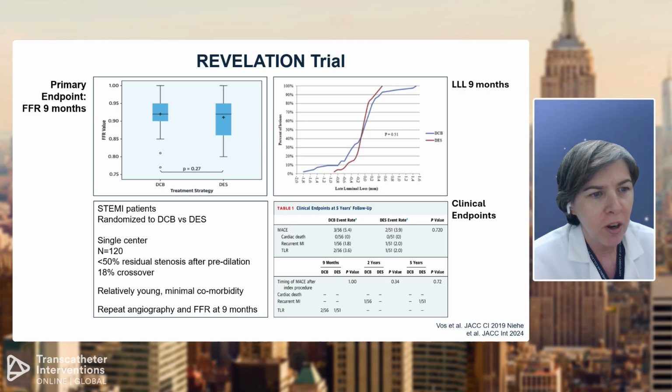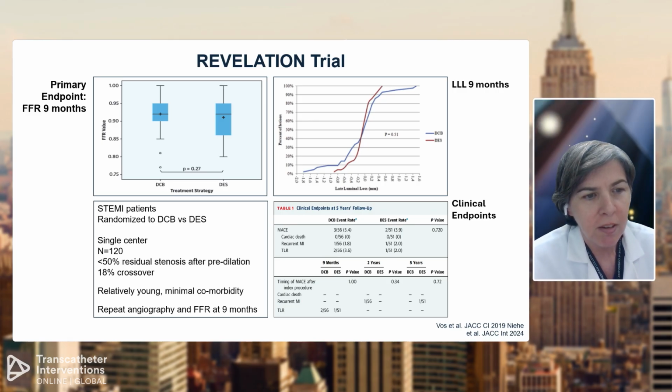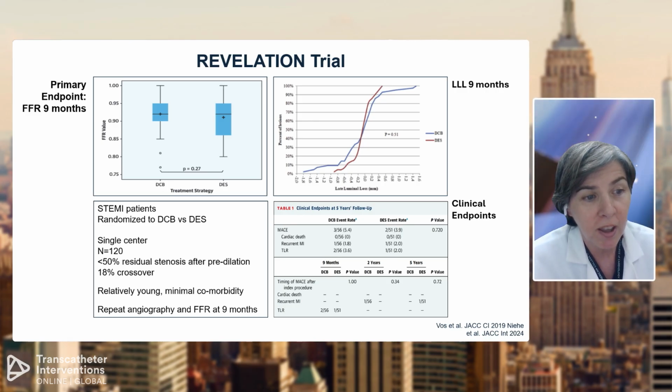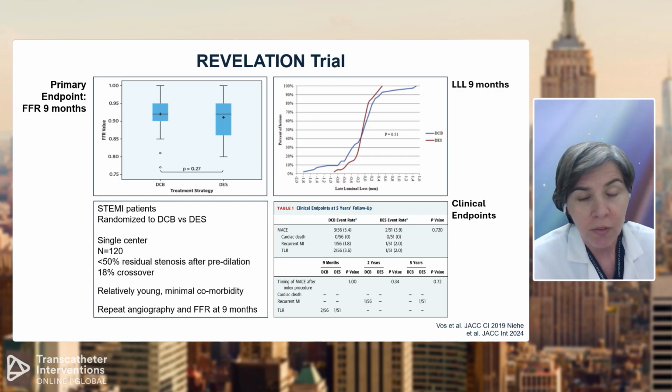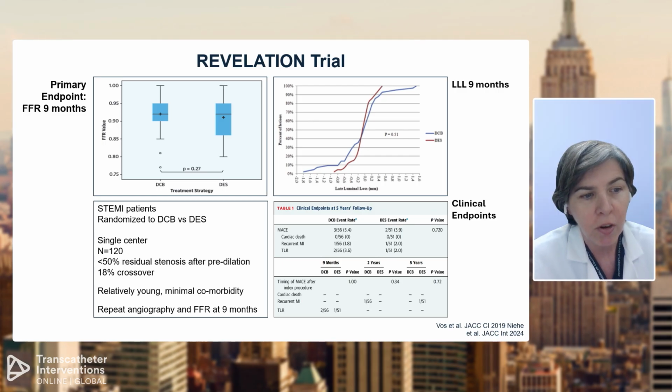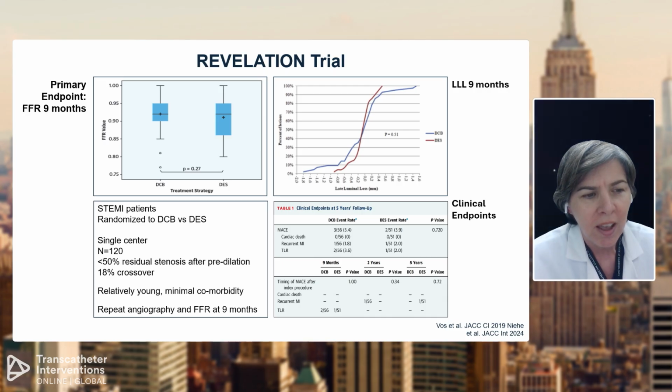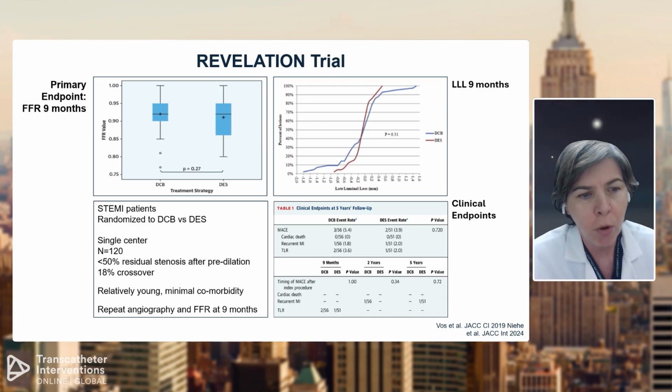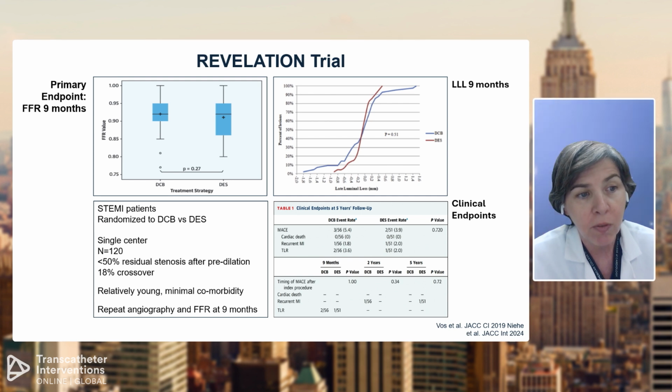So this is the Revelation trial. STEMI patients randomized to DCB versus DES. It was a single center, 120 patients. You had to have less than 50% residual stenosis after your pre-dilatation. And there was 18% crossover from DCB to DES. Young, really minimally comorbid, lower risk STEMI type population. Primary endpoint was FFR at 9 months.